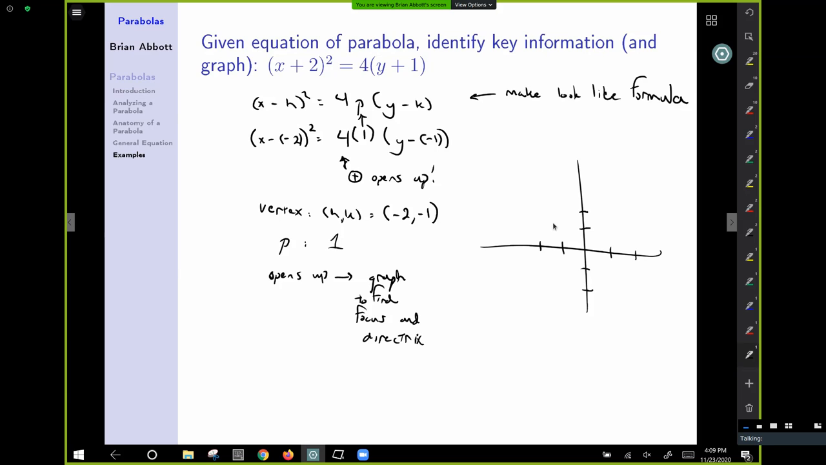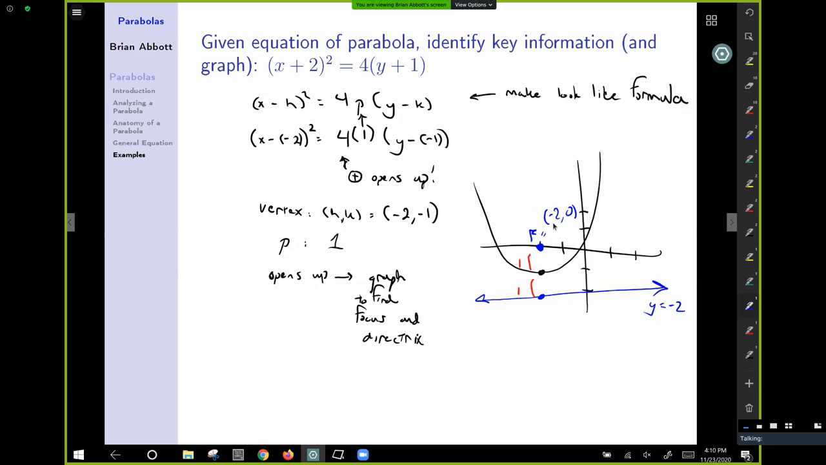So our vertex is negative 2, negative 1. And we know our p-value is equal to 1. And we know that this thing opens upward. I should have said opens upward first. To get to the focus and directrix, I'll do those in blue just for fun. You travel 1 up on the axis of symmetry. There's your focus. And then 1 down gives you a point on your directrix. So your directrix must be this horizontal line, which we can label y equals negative 2. And our focus is equal to what? It's negative 2, 0.